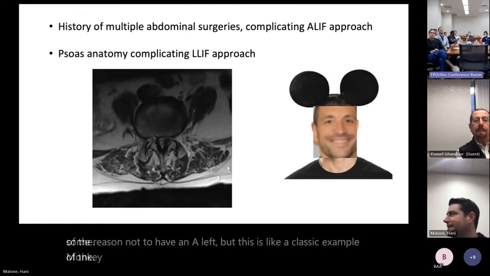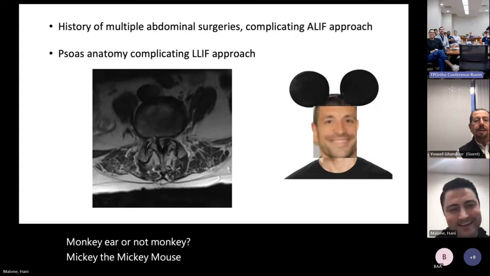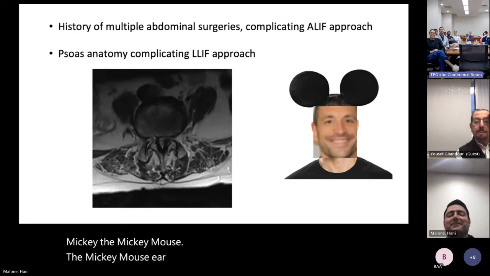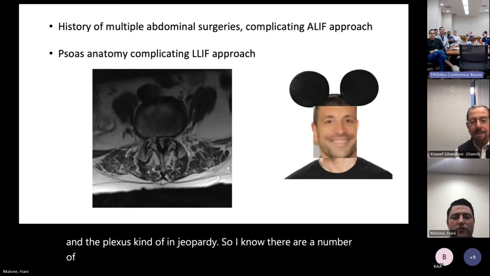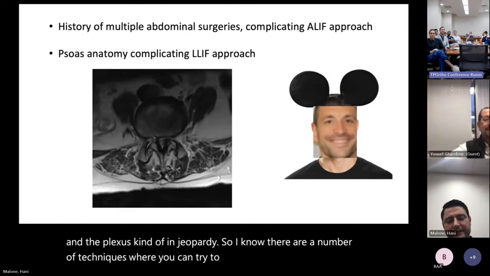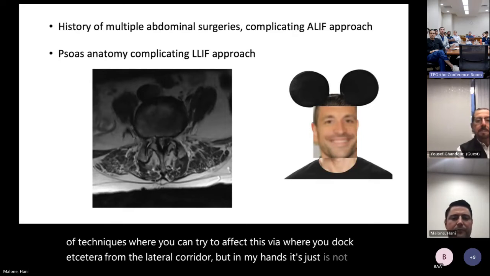the monkey ear, or not monkey ear. It's going to look like a monkey. The Mickey Mouse ear, where you've got the floating psoas and the plexus kind of in jeopardy. Yeah. So I know there are a number of techniques where you can try to affect this via where you dock, et cetera, from a lateral corridor. But in my hands, it's just not worth it.